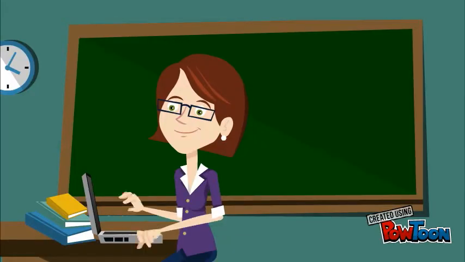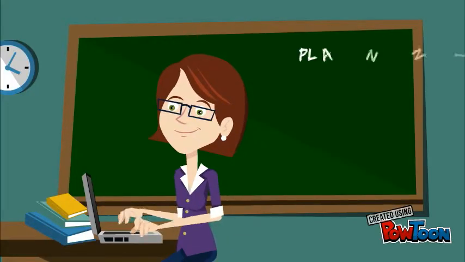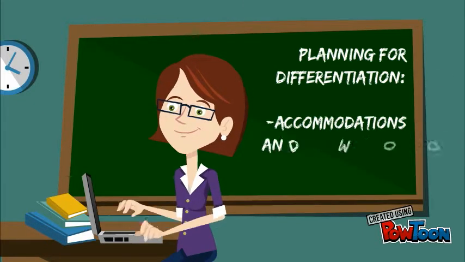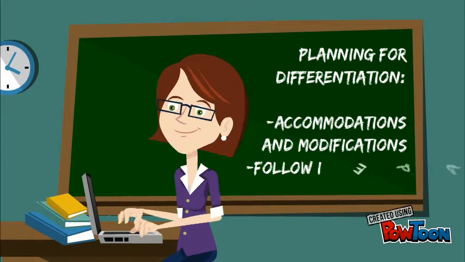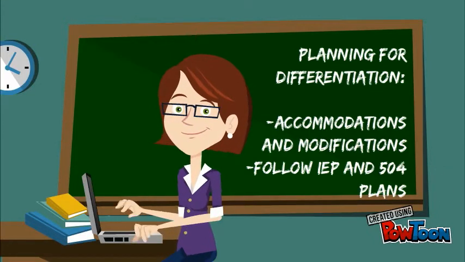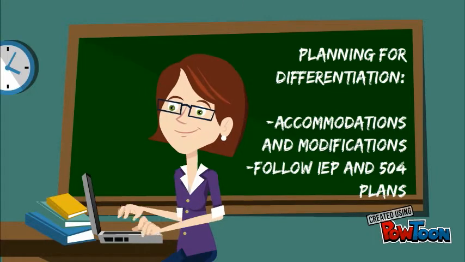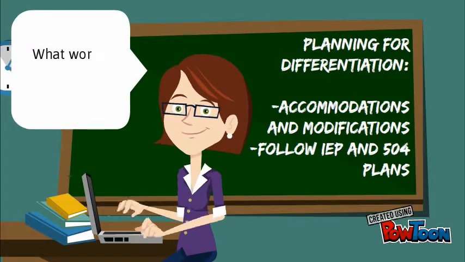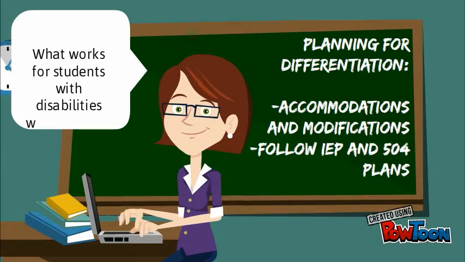Planning for differentiation begins with making accommodations and modifications for each student as outlined by their IEP and 504 plans. Such adjustments might be as simple as writing the class agenda on the board or providing a worksheet with additional instructions or bolded vocabulary words. More tactile, visual, and interactive learning also can help students with disabilities and has actually been proven to aid learning for all students. As we know, what works for students with disabilities works for all students.